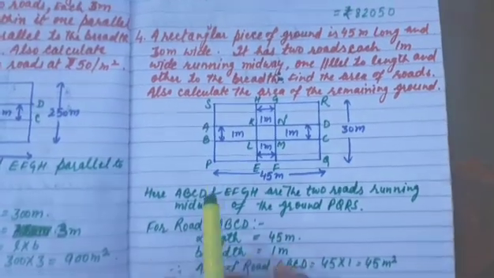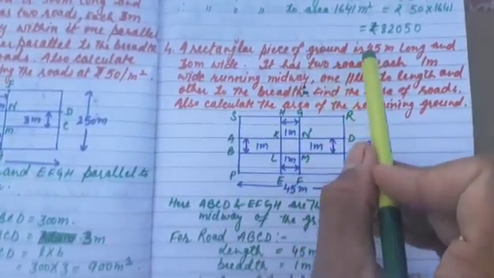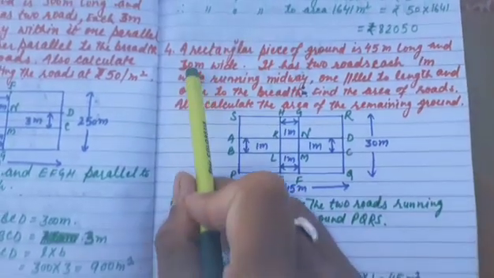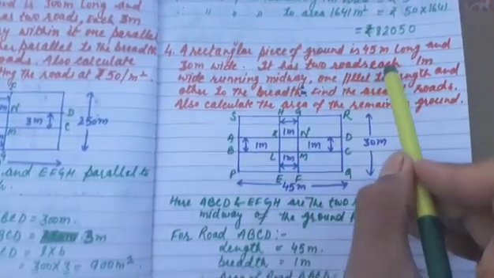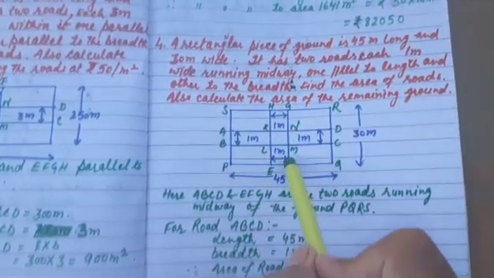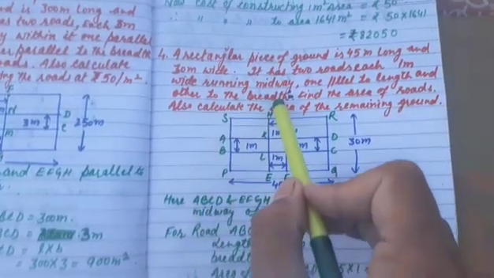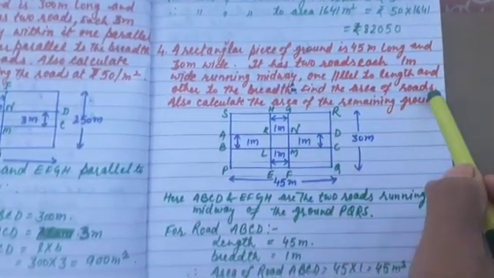Now question number 4, the last question of this exercise. A rectangular piece of ground is 45 meter long and 30 meter wide. It has two roads, each 1 meter wide, running midway, one parallel to the length and the other parallel to the breadth. Find the area of roads.